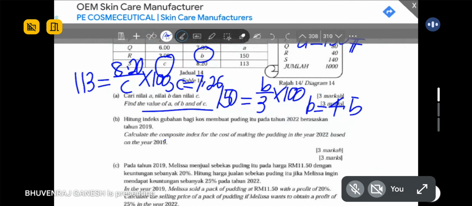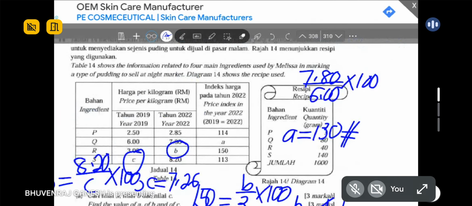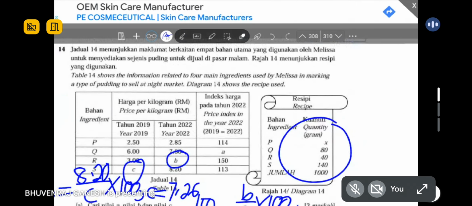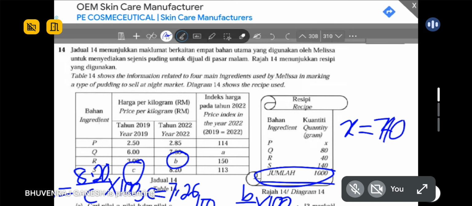Question B. They ask you to count composite index, guys. Index gubahan. Okay, so very simple. Composite index, you just need to use the weightage over here. Guna pemberat. All of this is your weightage. So you already have the total, guys. So direct use this value, 1000. This is your total. So you can actually find the X. You just take 1000 minus 140 minus 40 minus 80. So X is 740. Baki lah, the remainder.